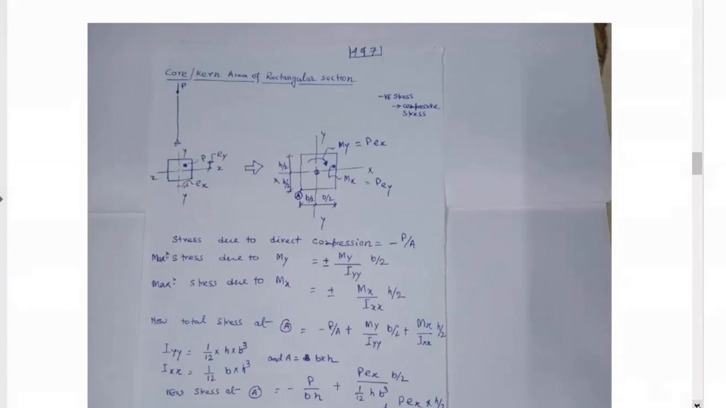Again, we will calculate the stress due to the direct compression, that is minus P by A. Direct compression is minus P by A. This entire stress is compressive in nature. Next, the maximum stress due to My is plus or minus My divided by Iyy multiplied by B by 2. In this case, the right hand portion of the y axis will experience compressive stress due to this My, and the left hand portion of the y axis will experience tensile stress due to My.